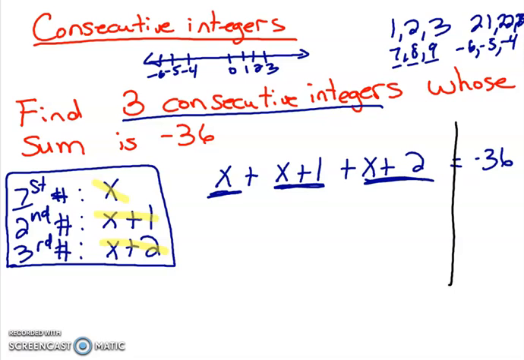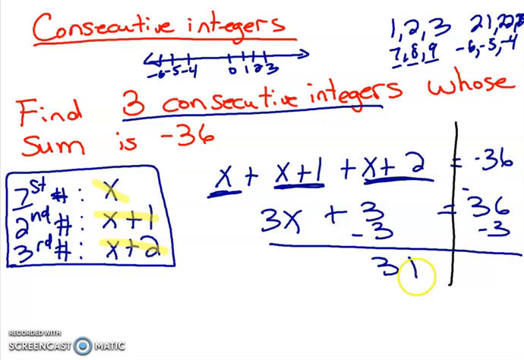So combine my x's, that's 3x. Combine my numbers, that's 3. And then I can minus 3 from both sides. Now this over here is negative 39. Divide both sides by 3, and I have x equals negative 13.